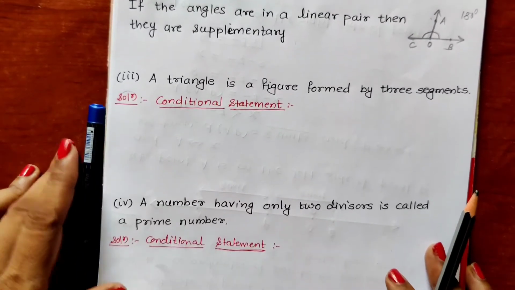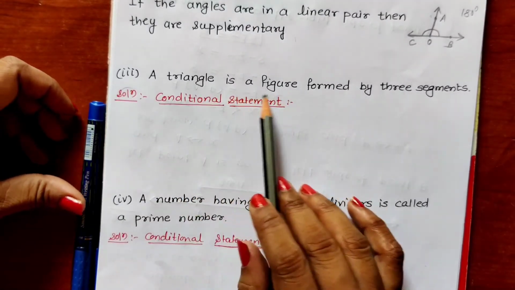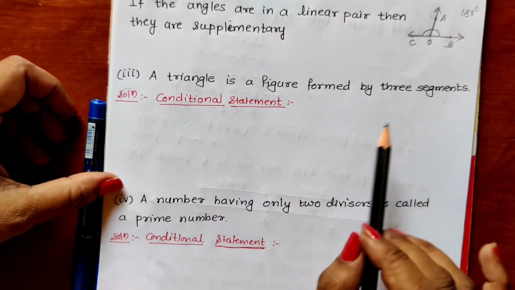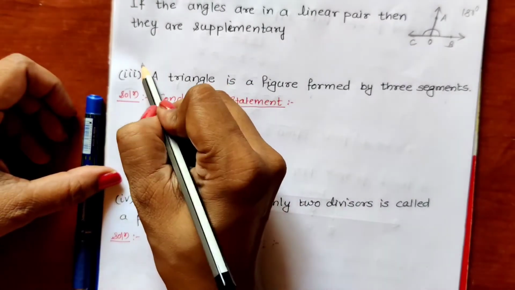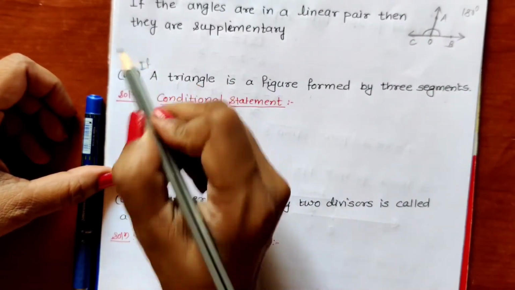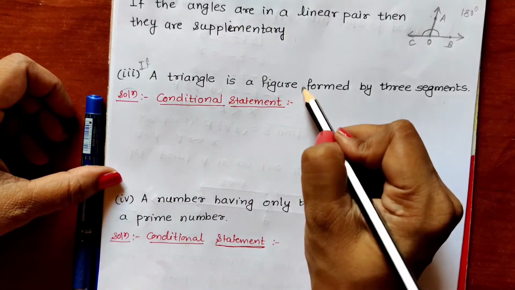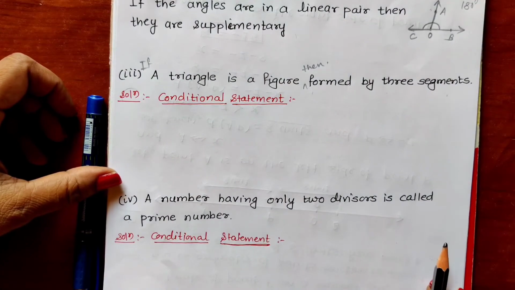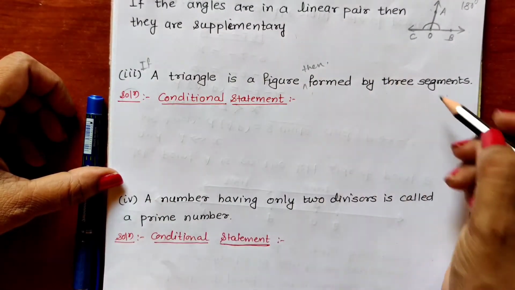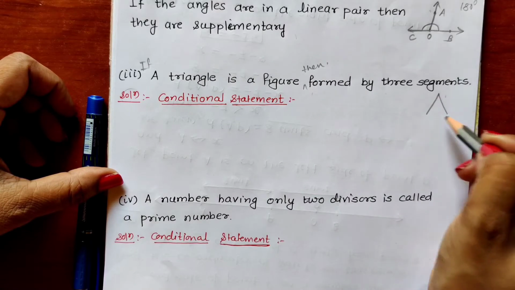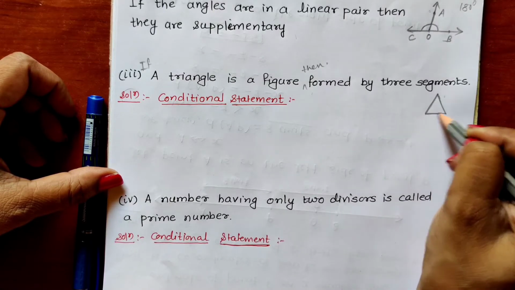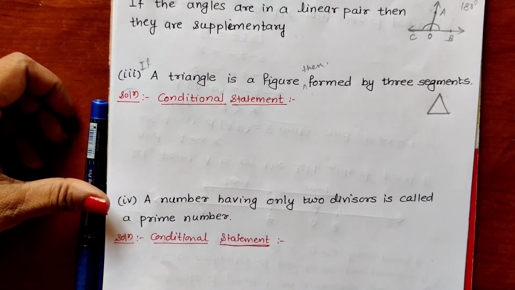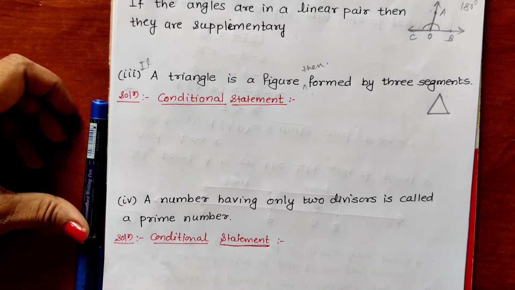Now let us see the third one. The triangle is a figure formed by three segments. So how to write? Here we write if, then formed by, we can write then here. And how to make the meaningful statement? We all know a triangle is formed by three segments, 1, 2 and 3. In this way we require three segments to form a triangle. So let us see how to write it as a meaningful statement by using if and then in the given statement.